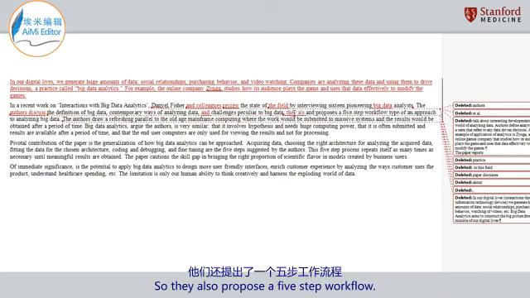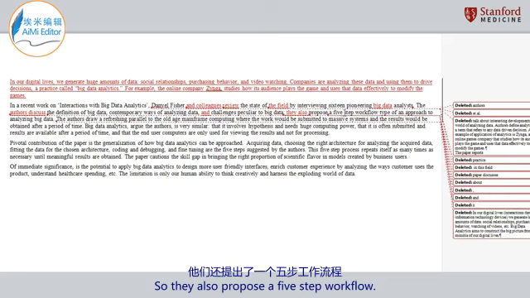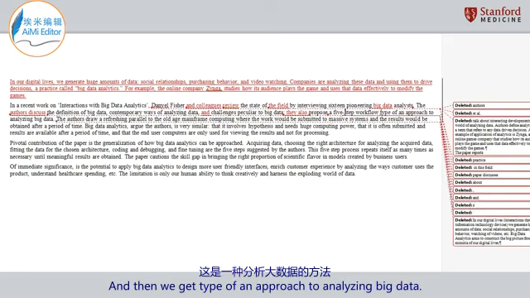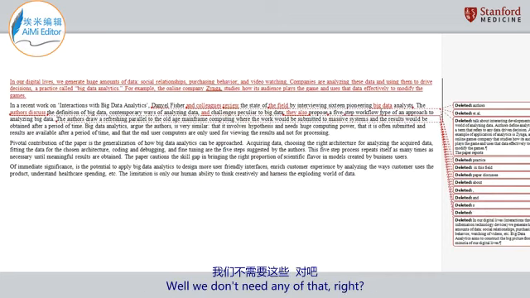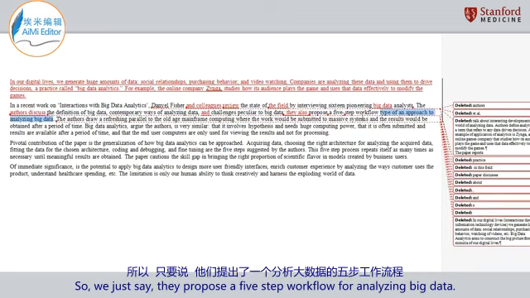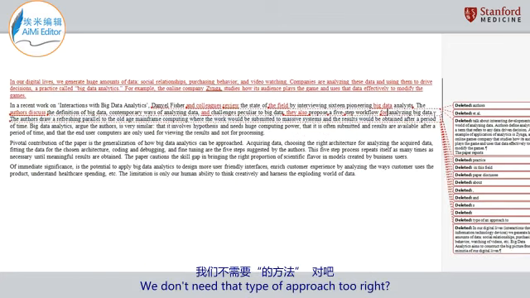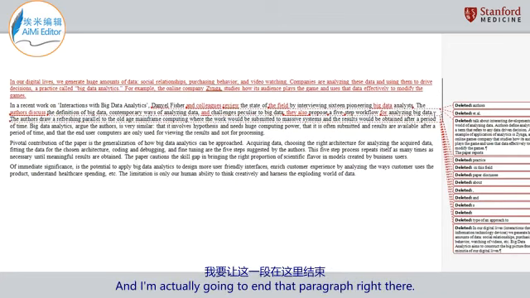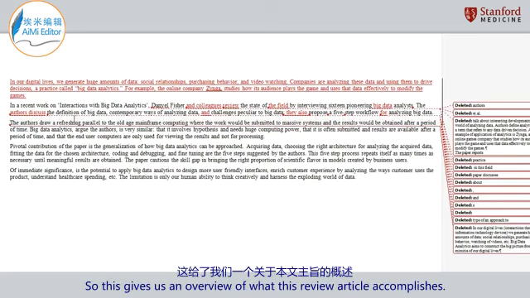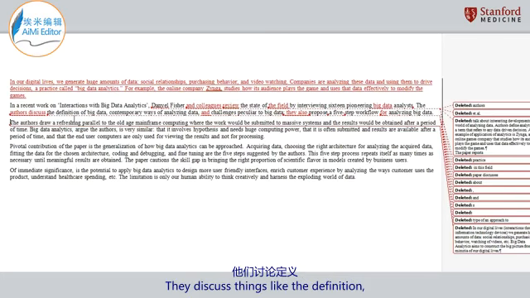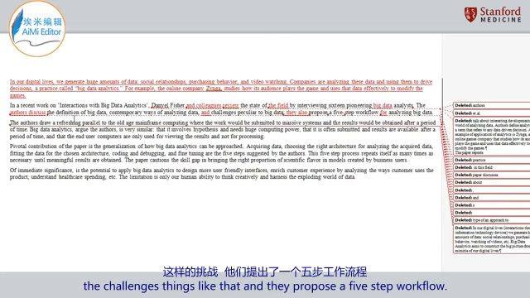So they also propose a 5-step workflow. And then we get type of an approach to analyzing big data. Well, we don't need any of that, right? So we just say they propose a 5-step workflow for analyzing big data. We don't need the type of approach to, right? And I'm actually gonna end that paragraph right there. So this gives us an overview of what this review article accomplishes. They discuss things like the definition, the challenges, things like that, and they propose a 5-step workflow.